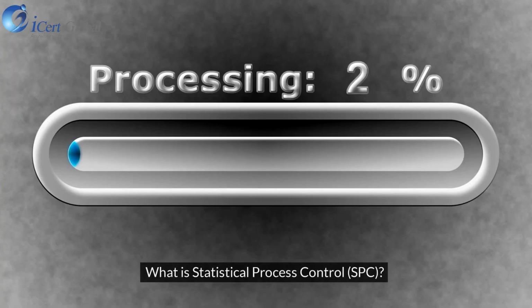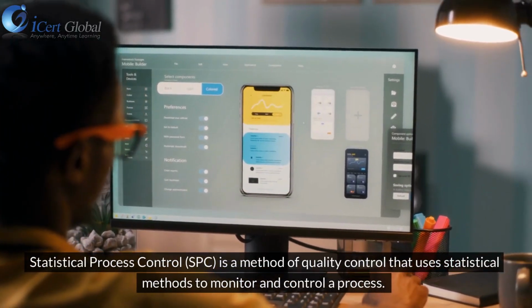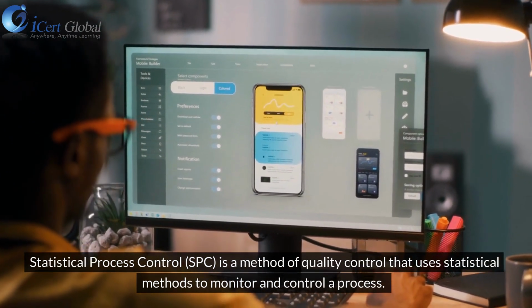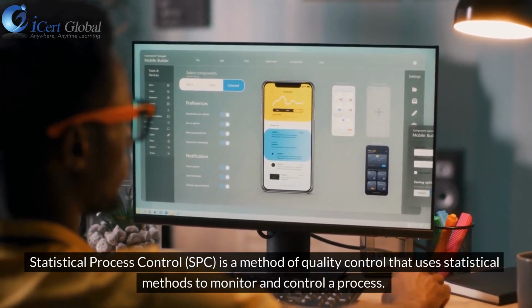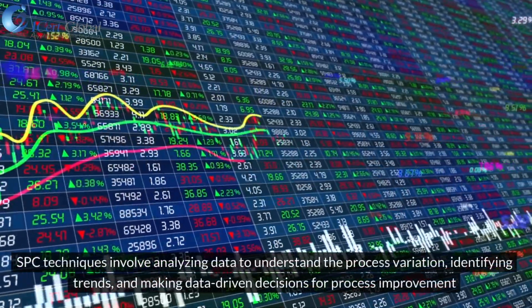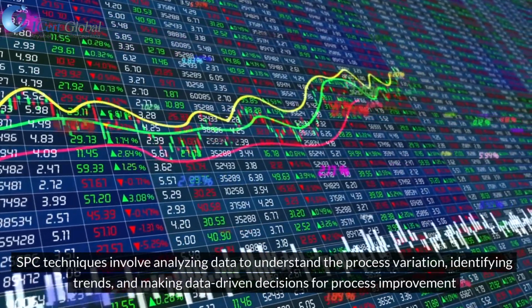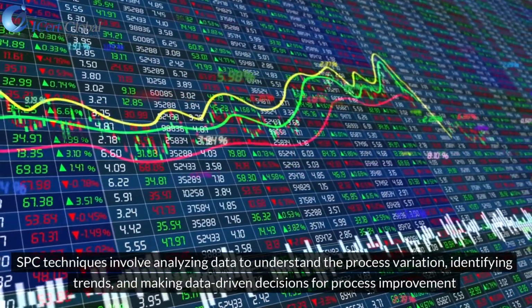What is Statistical Process Control (SPC)? Statistical Process Control (SPC) is a method of quality control that uses statistical methods to monitor and control a process. SPC techniques involve analyzing data to understand the process variation, identifying trends, and making data-driven decisions for process improvement.